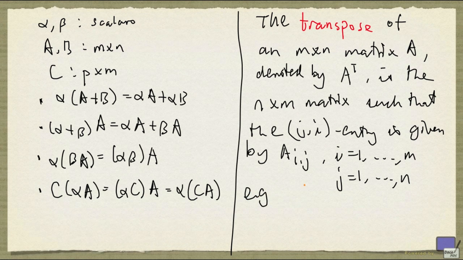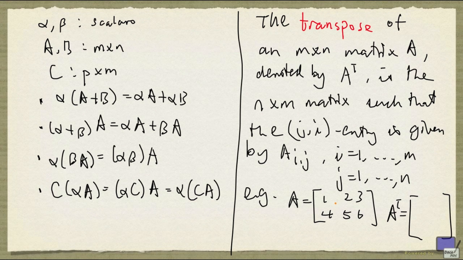So let's look at an example. Suppose that A is 1, 2, 3, 4, 5, 6. So every row becomes a column in the transpose. So the first column comes from the first row, and I will write down 1, 2, 3 as the first column. And for the second column, it will come from the second row, and it will be 4, 5, and 6.